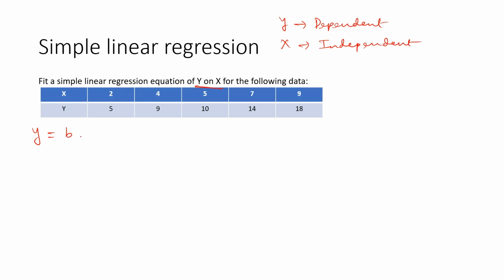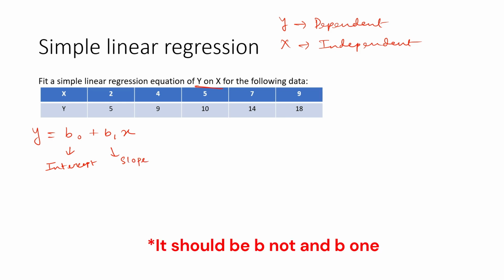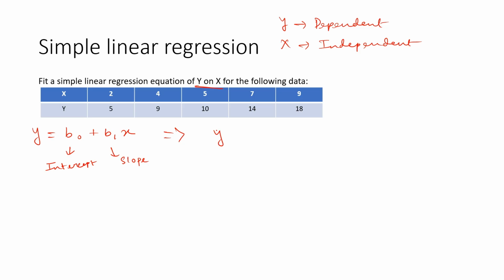So this is the equation of simple linear regression, where y is the dependent variable, x is the independent variable, and beta naught and beta 1 are the regression coefficients or the parameters. Beta naught is called the intercept and beta 1 is called the slope parameter. Using the available data, we have to estimate these two parameters. So the fitted regression equation will be y hat equals b naught hat plus b1 hat x. This hat or cap indicates the fitted or estimated values based on the available data.